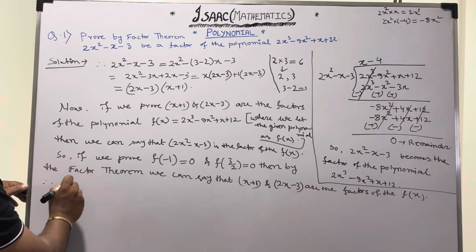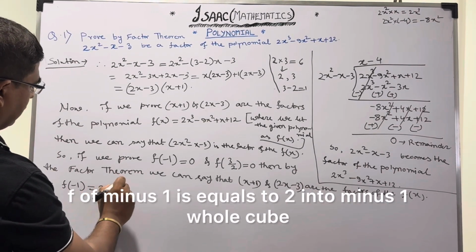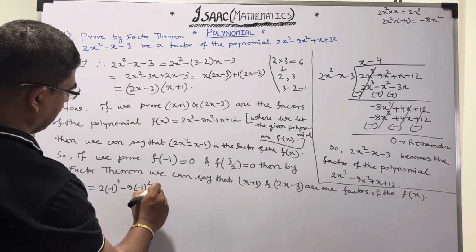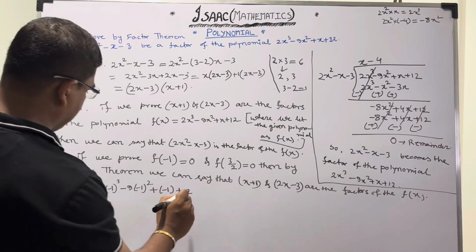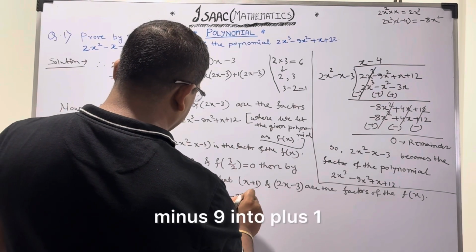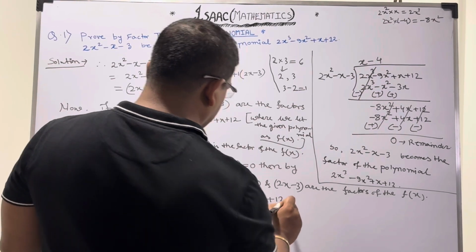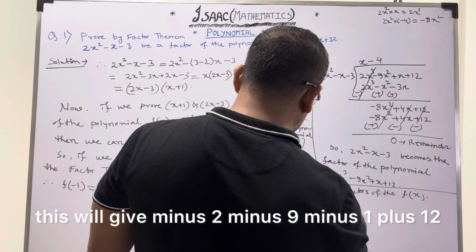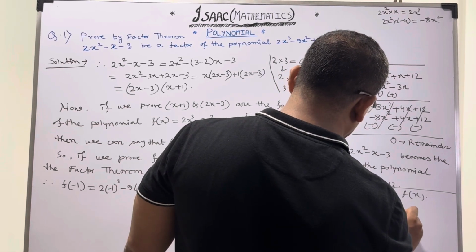Therefore, f of minus 1 is equal to 2 into minus 1 whole cube minus 9 into minus 1 whole square plus minus 1 plus 12. This will give 2 into minus 1 minus 9 into plus 1 plus minus 1 plus 12. This will give minus 2 minus 9 minus 1 plus 12. That is minus 12 plus 12. It gives 0.